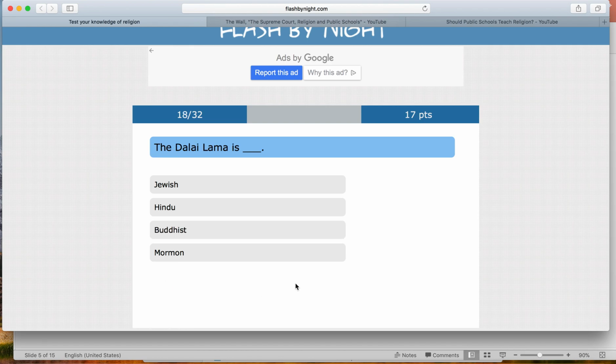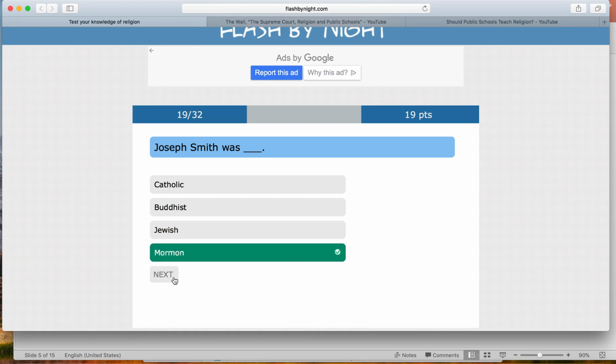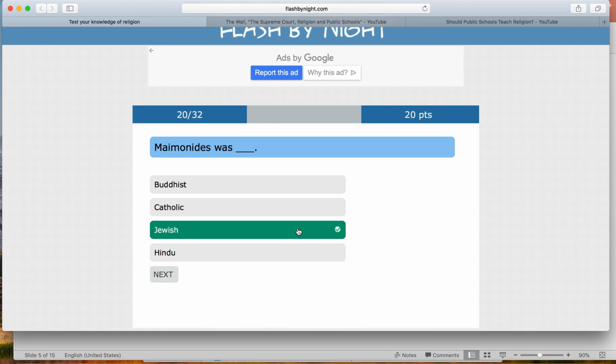Okay, the Dalai Lama is Jewish, Hindu, Buddhist, or Mormon? If you selected Buddhist, you'd be correct. All right, Joseph Smith was Catholic, Buddhist, Jewish, or Mormon? If you selected Mormon, you'd be correct. Maimonides was Buddhist, Catholic, Jewish, or Hindu? If you selected Jewish, you'd be correct. And hopefully I pronounced that right.